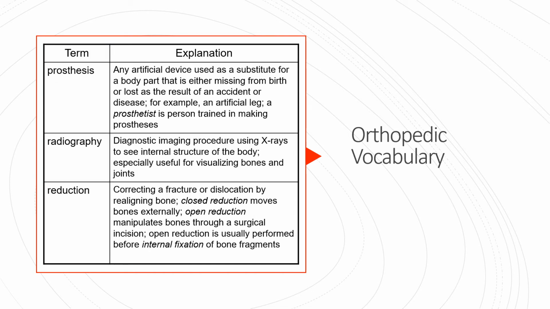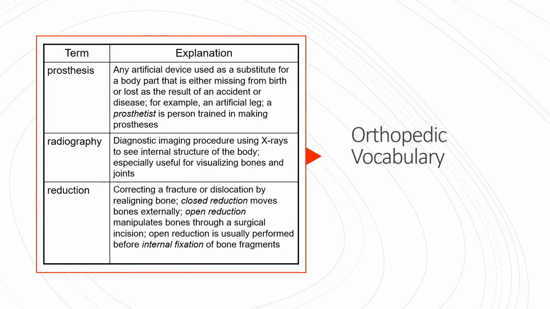A prosthesis is an artificial device used as a substitute for a body part that's either missing from birth or lost as a result of an accident or a disease. So for example, this could be an artificial leg. A prosthetist is a person that's trained in making prostheses. Radiography is a diagnostic imaging procedure using x-rays to see internal structures of the body. This is especially used for visualizing bones and joints.